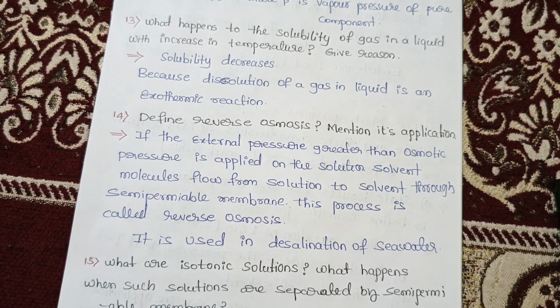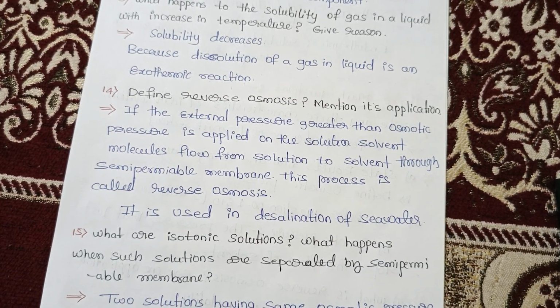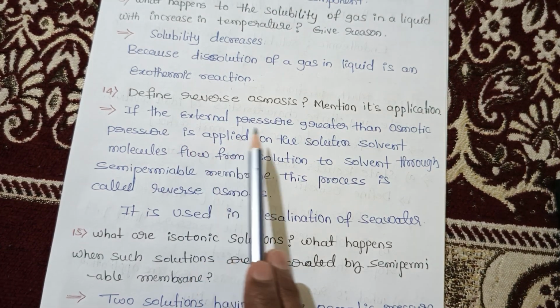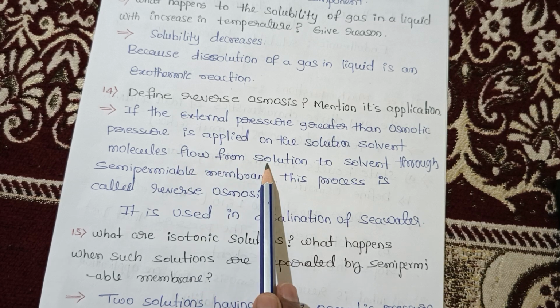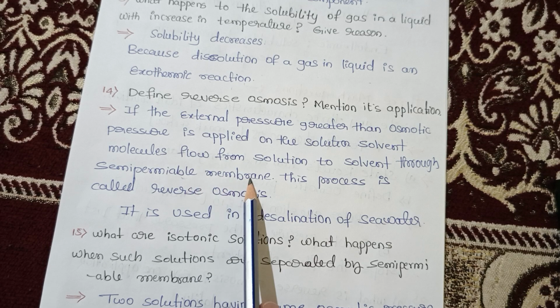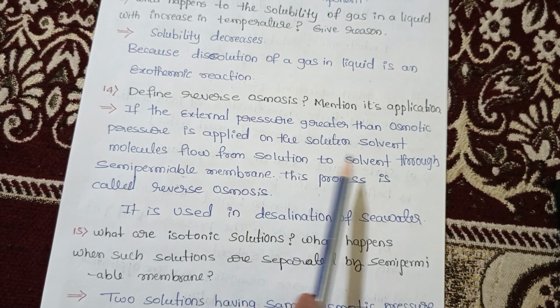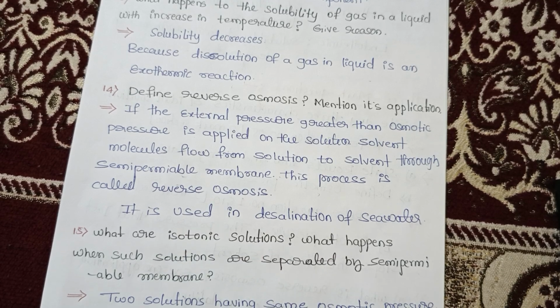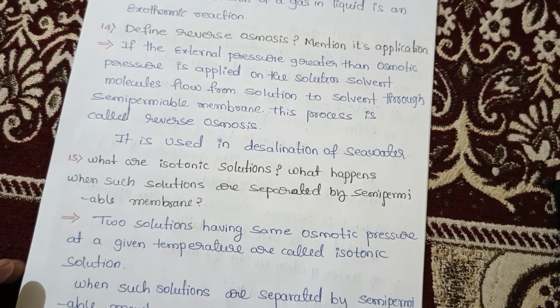Mention its application. What is reverse osmosis? If an external pressure greater than the osmotic pressure is applied on the solution, solvent molecules flow from solution to solvent through a semi-permeable membrane. This process is called reverse osmosis. Where is it used? It is used in the desalination of seawater. Remember this. Next, water isotonic solution.